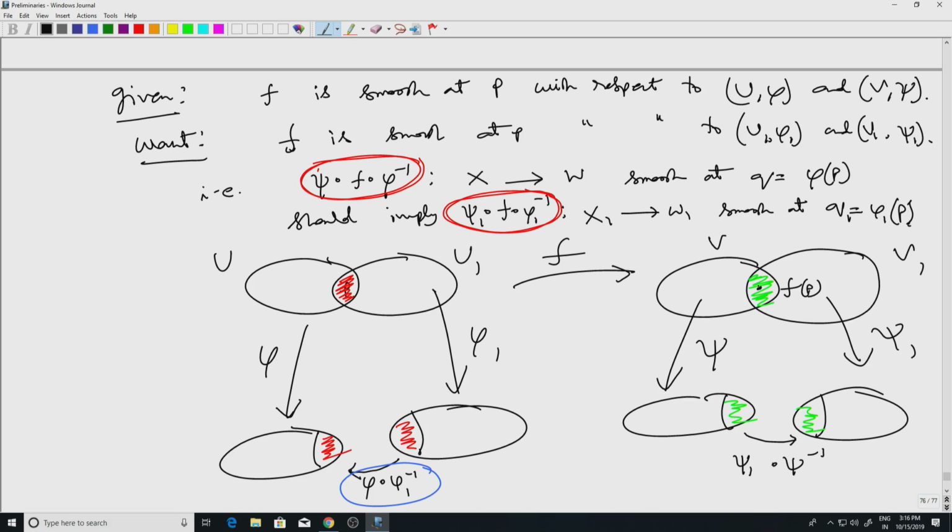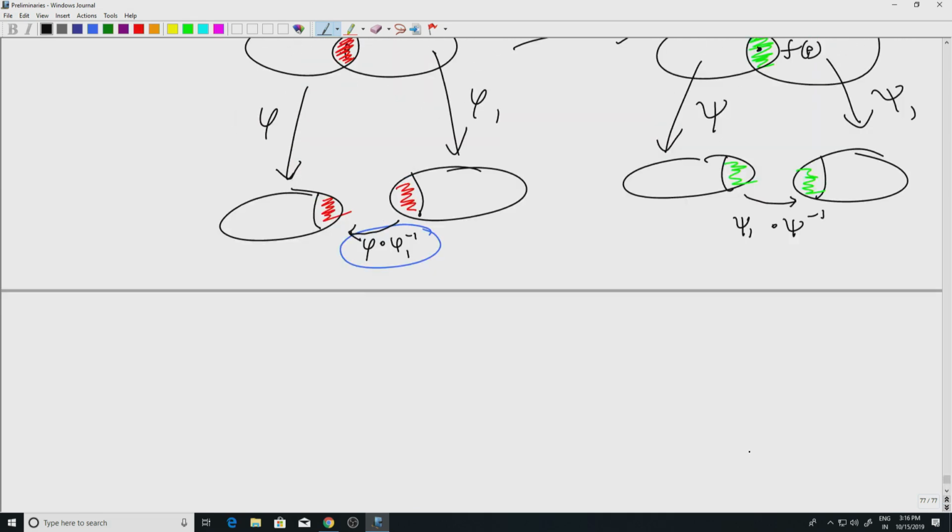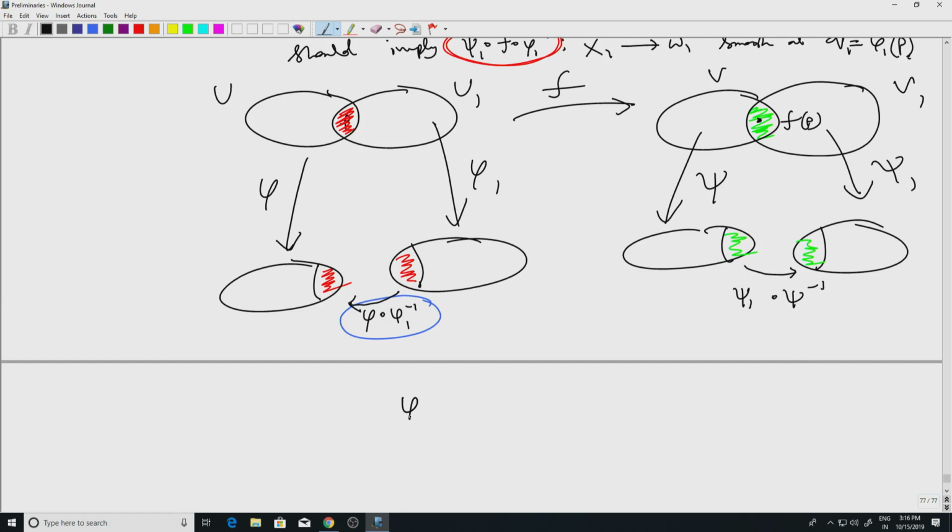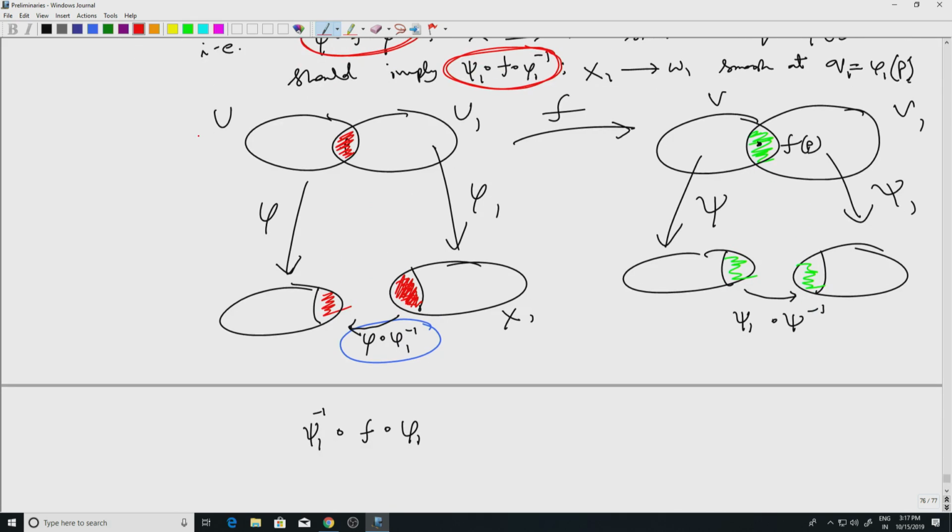Now once I have this picture, the proof is quite straightforward. I'm interested in psi1 composed with f composed with phi1 inverse. This is a map which is, to begin with, defined on this whole open set X1, but I confine my attention to this red shaded region here. Actually there is a small mistake, so I put the inverses wrong. So I want to first do phi1 inverse and then do psi1.